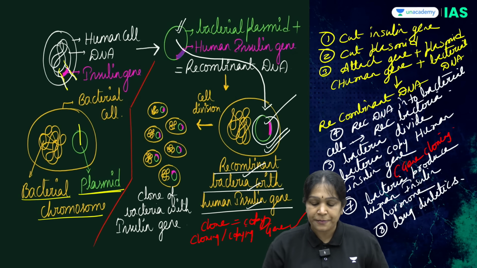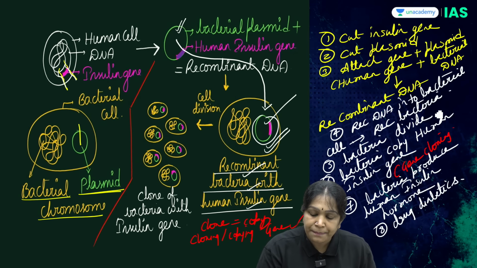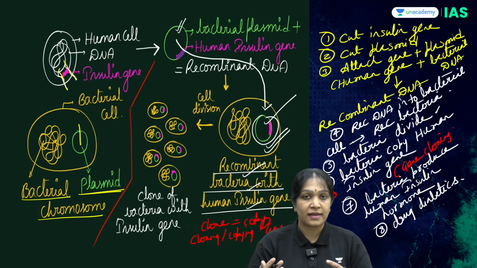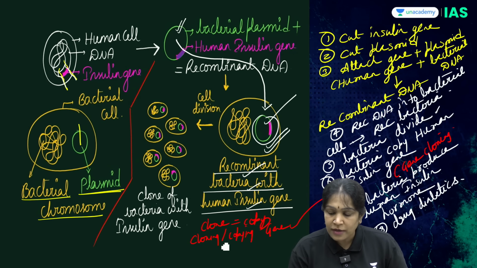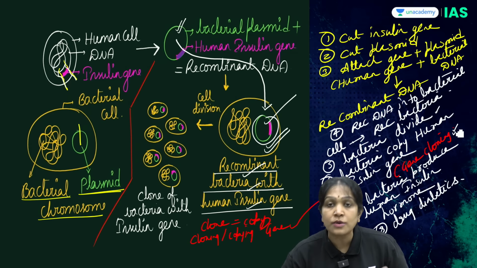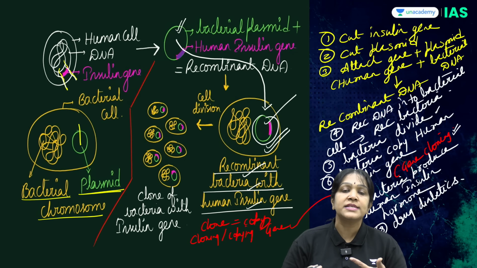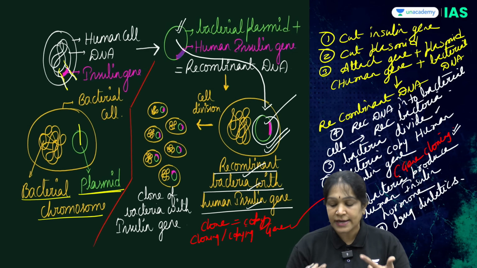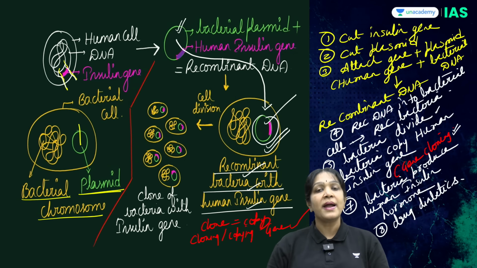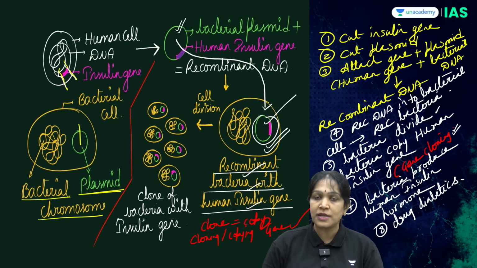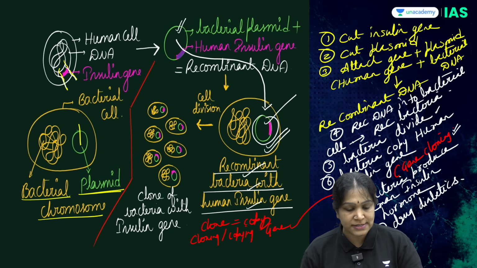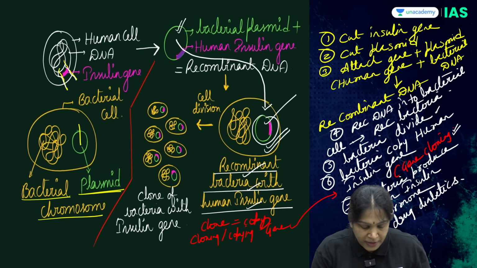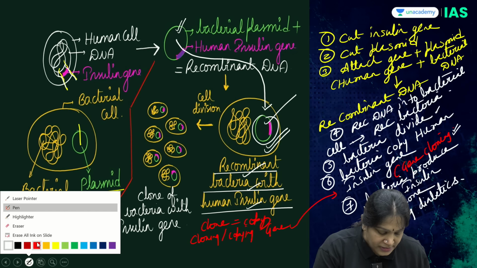Then the next step, let the bacteria multiply. Along with the bacteria, our gene also multiplies. Therefore, we call this procedure gene cloning because our gene is getting cloned. It means our gene is getting copied. And then the bacteria will also produce human insulin hormone, which can be used as a drug for diabetic patients. This is gene cloning because we are copying the gene.